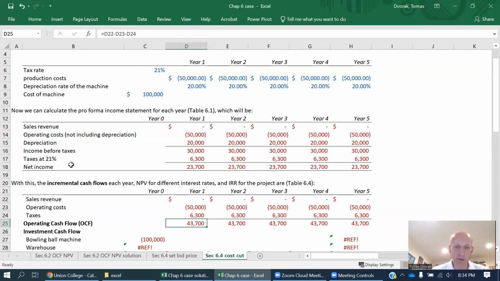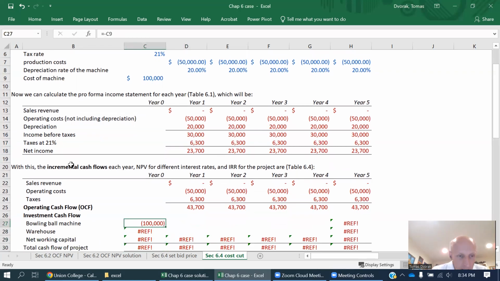Okay, so this looks like a pretty good investment, because if it costs 100K, really in less than 3 years, we're going to get our money back. But let's calculate the NPV. The bowling ball machine that was, let's call it something else. Let's call it a material saving machine in this scenario.